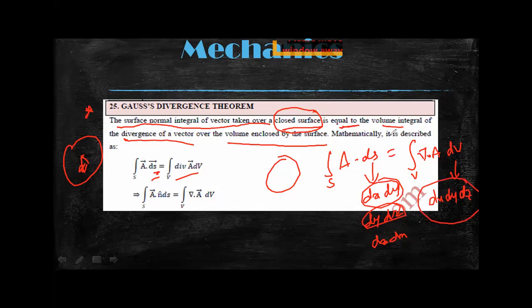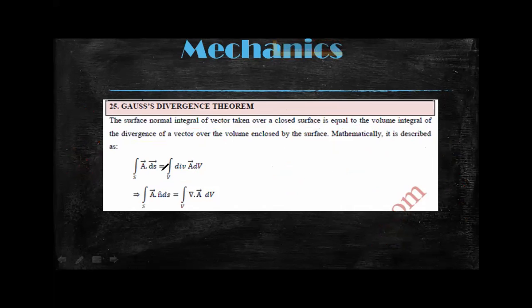So I am going to clear it. Now the theorem statement is over: the surface integral of any vector must be equal to the volume integral of the divergence of the vector, which is called Gauss theorem. This is over, one mark is over. Now moving into the derivation. We have to prove this. The left hand side must be equal to the right hand side.